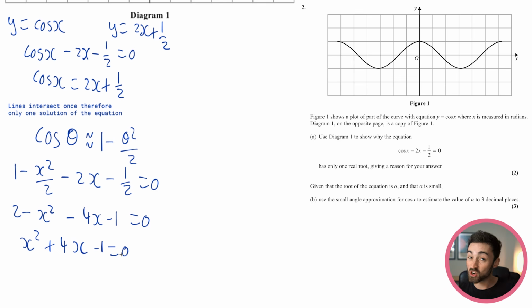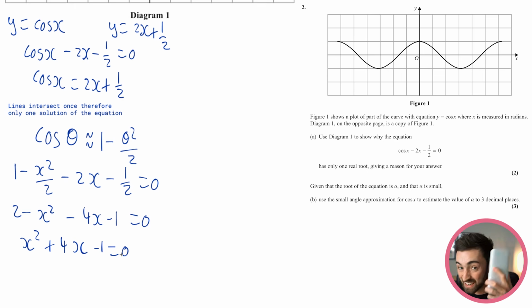Okay, I know I'm not going to be able to factorize this, and that is because the question says to estimate the value of alpha to 3 decimal places. So I'm not going to get some nice factorization here. It's going to be some irrational number or some big decimal or something like that. So a few things I could do. I could use the quadratic formula. I could complete the square.